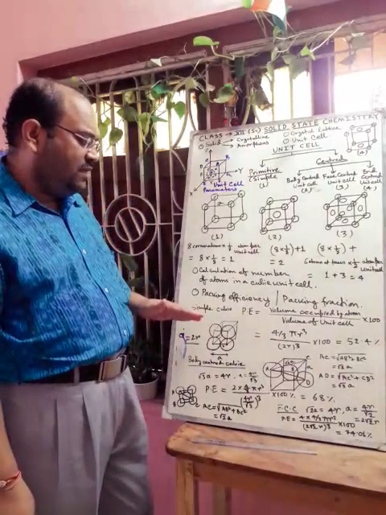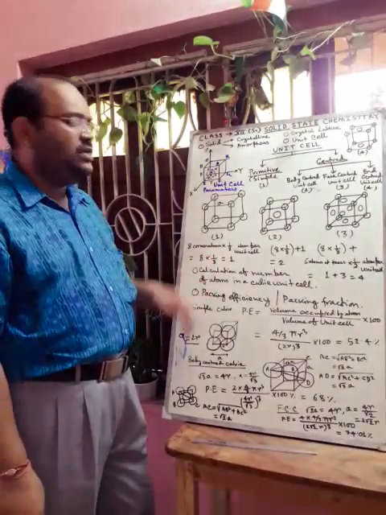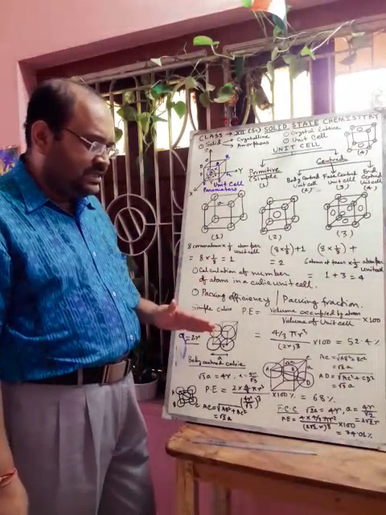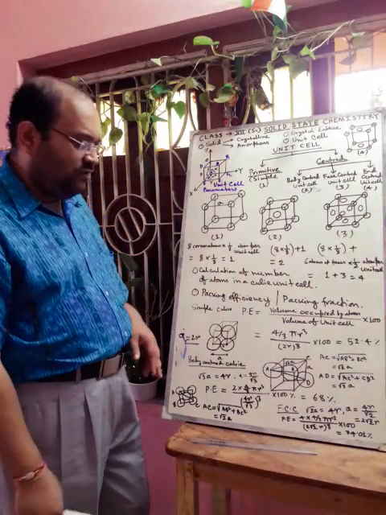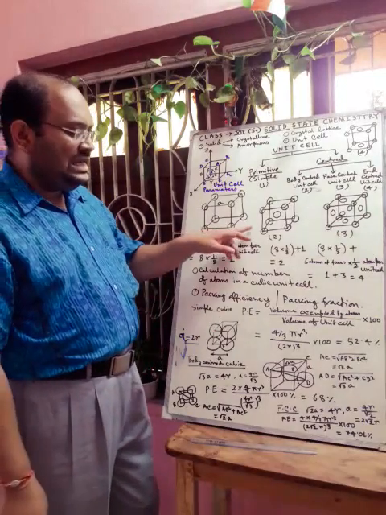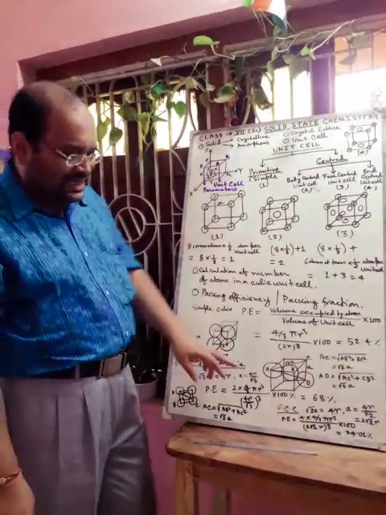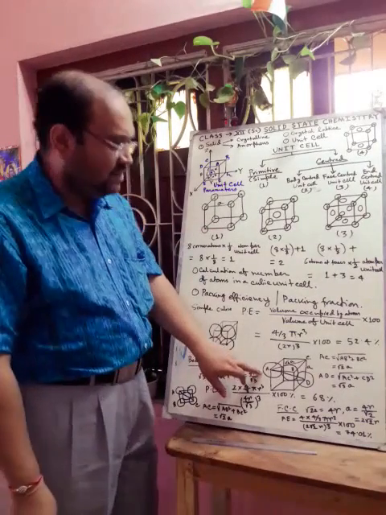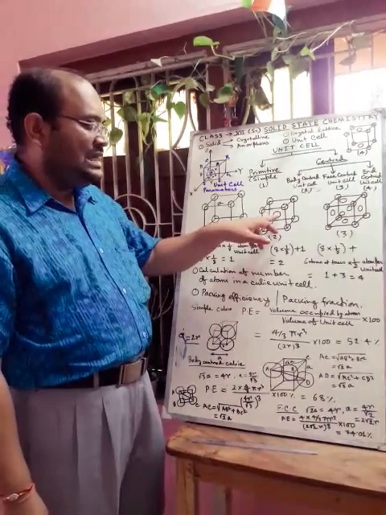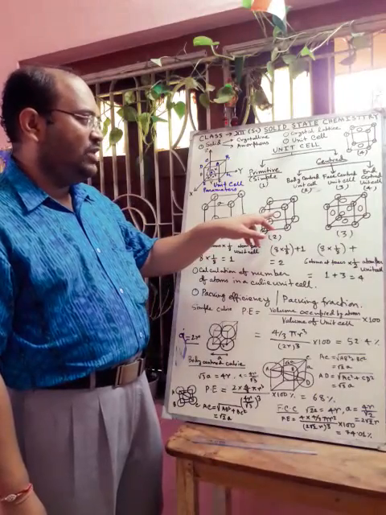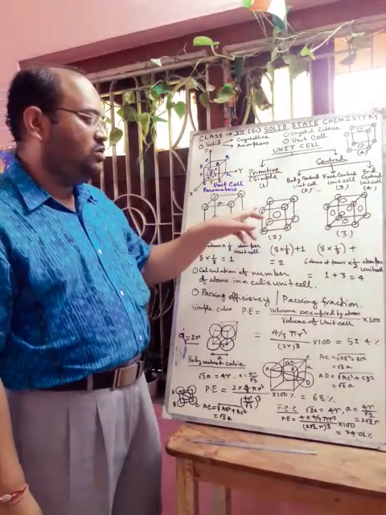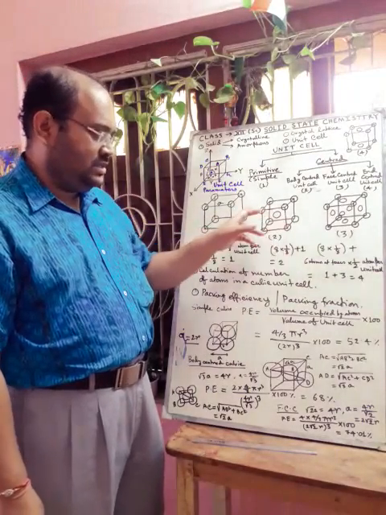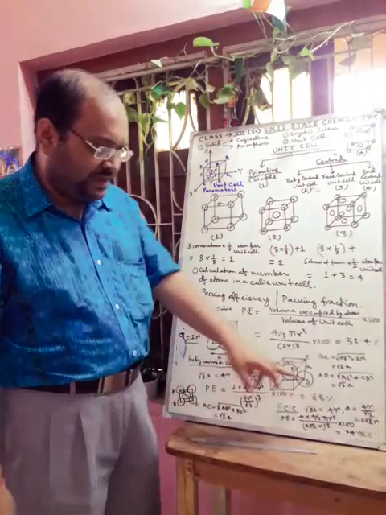So in case of simple cubic unit cell, the packing efficiency or packing fraction is 52.4%. Next we will go for the body centered cubic system. In the body centered cubic system, I have shown in this diagram that the body center particle touches the two opposite corner particles. So here the diagram is given.